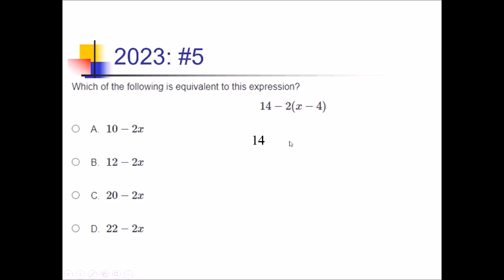So we have -2x and then negative 2 times negative 4 is 8. And now that I've got rid of the parentheses, I can combine like terms. So that's going to be 14 plus 8 is 22. Cannot combine that with the negative 2x, so we'll just pick our answer choice that matches that, which is choice D.